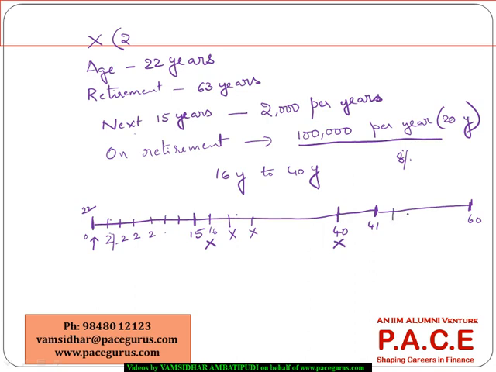from 41 to 60, the person is looking at having $100,000 in each of the years. From here onwards, the $100,000 is required for a 20-year period. And in all this process, we have assumed that the interest rate is 8%.